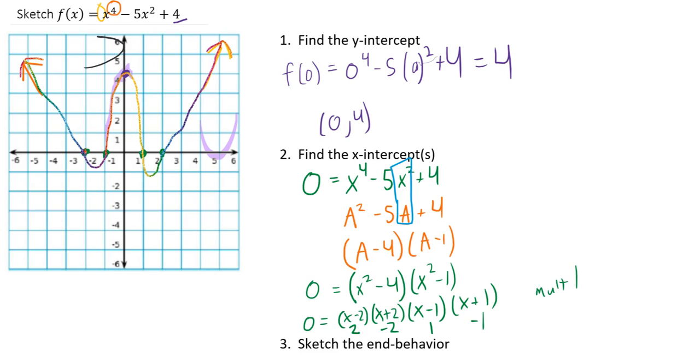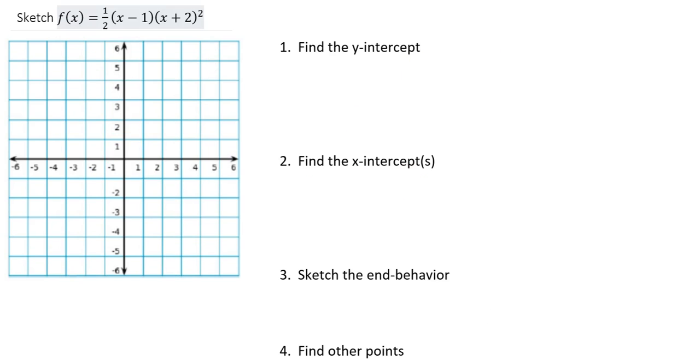Let's do another. That was so fun. Let's just do another. Oh, good. This one's factored. That makes life easier. First, I find the y-intercept. That involves f of 0. So I plug in a 0 for all the x's.